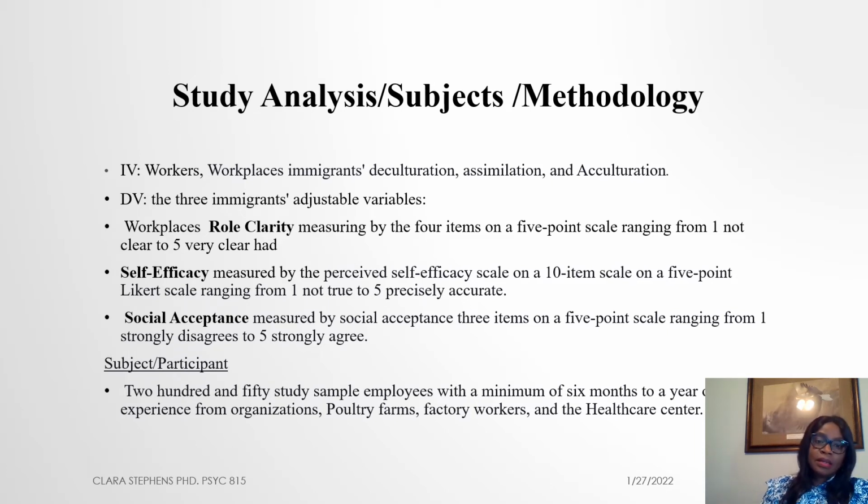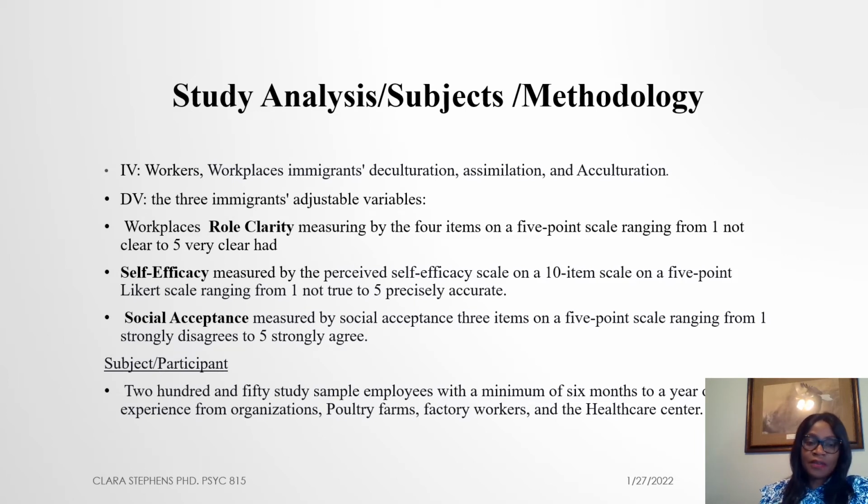Study analysis, subject, data, and methodology. Workers, workplaces, immigrant deculturation, assimilation, and acculturation will be the independent variables, and the dependent variables will be the three immigrant adjustment variables, which include workers' role clarity. We're going to measure that by four items on a 5-point scale, ranging from 1, not clear, to 5, very clear.